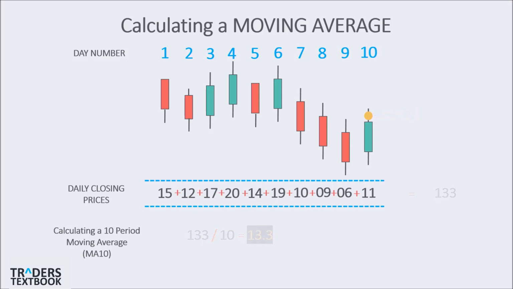Say for example that it is now the next day, day 11. And the closing price on day 11 is 18. To now get the moving average, moving so to speak, we now calculate the 10-period moving average again.